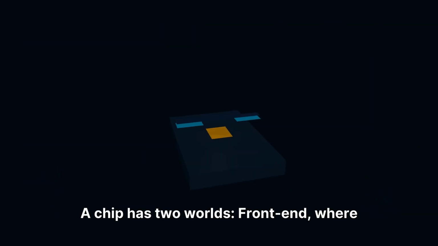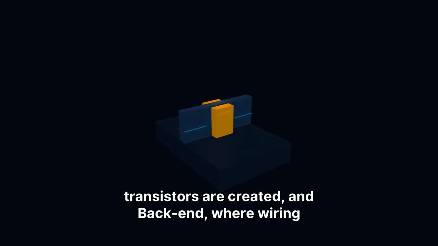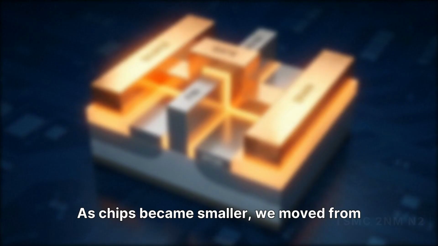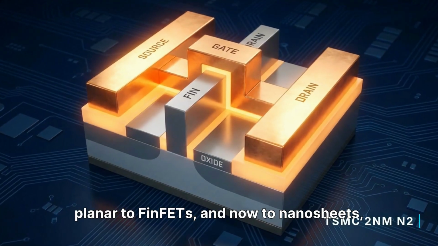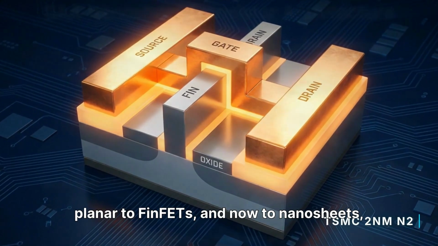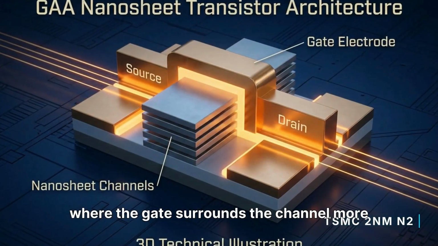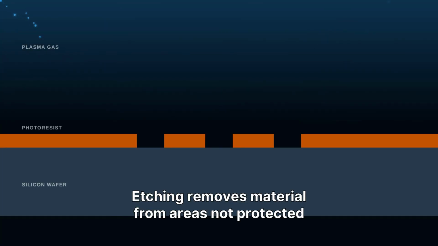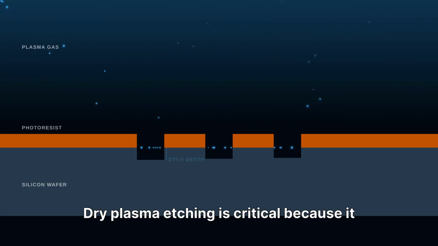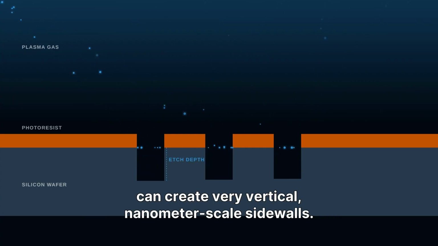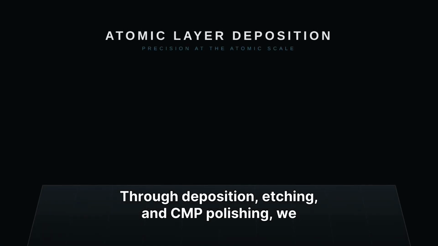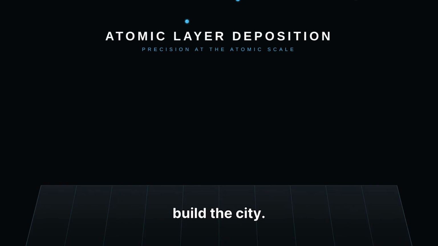A chip has two worlds: front end, where transistors are created, and back end, where wiring connects them. A transistor is like a gate-controlled switch. As chips became smaller, we moved from planar to FinFETs, and now to nanosheets, where the gate surrounds the channel more completely for better control. Etching removes material from areas not protected by photoresist. Dry plasma etching is critical because it can create very vertical, nanometer-scale sidewalls. Through deposition, etching, and CMP polishing, we build the city.